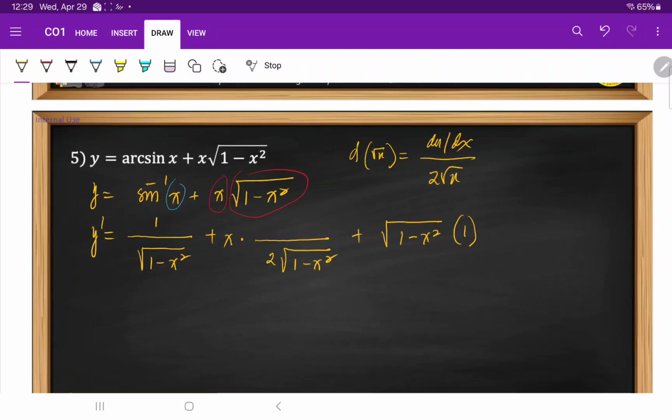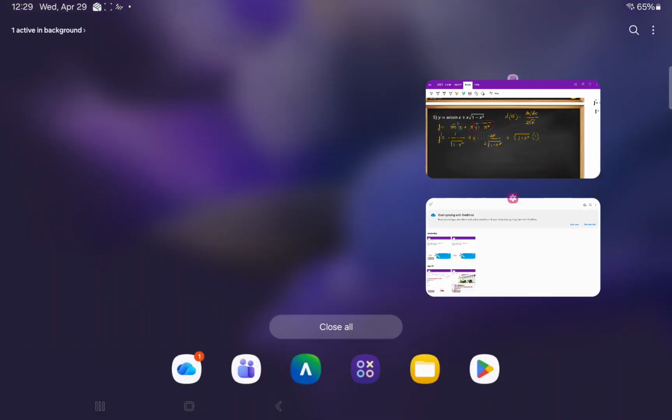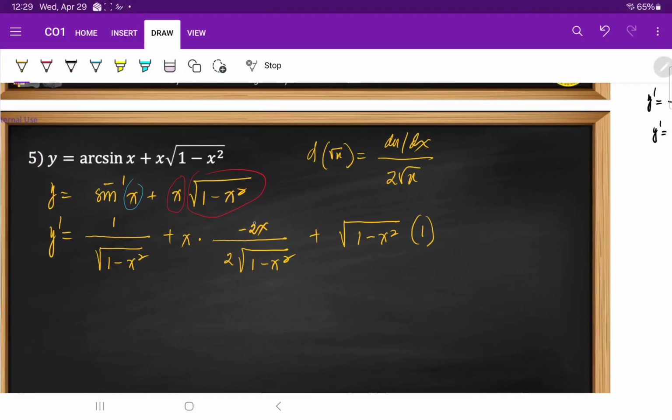In the numerator, you have negative 2x over 2 squared, right? Okay, so we can cancel 2. Okay, this one. And then we get what? We simplify, so y prime is 1 over the square root of 1 minus x squared minus x squared over the square root of 1 minus x squared plus the square root of 1 minus x squared.